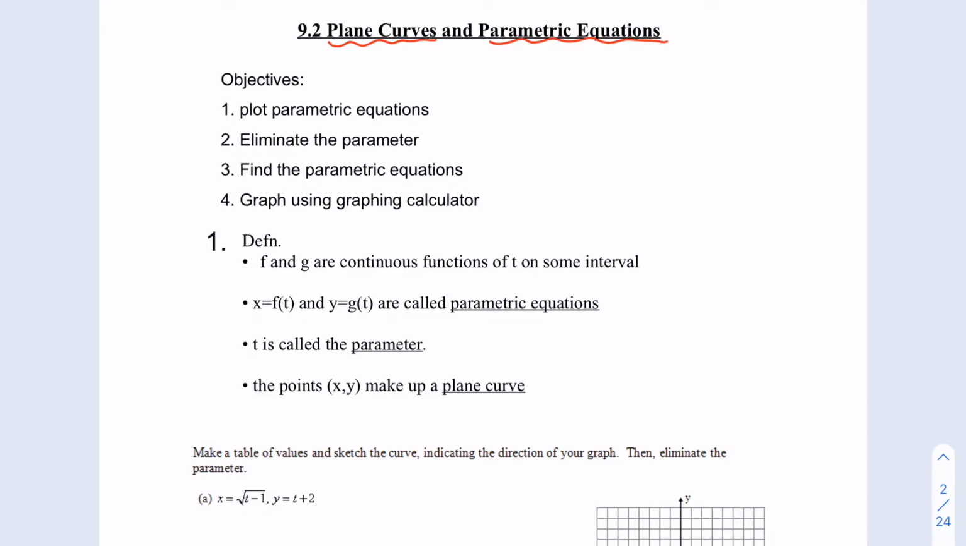So what is a parametric equation? Definition. Given f and g are continuous functions of t, and x equals f of t, y equals g of t is what we call the parametric equation. And t is what we call the parameter here. So when we plot this, the points x, y will give us the plane curve.